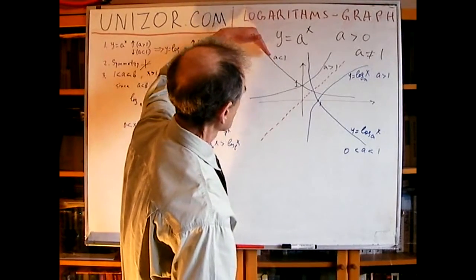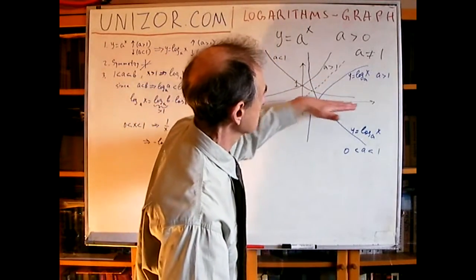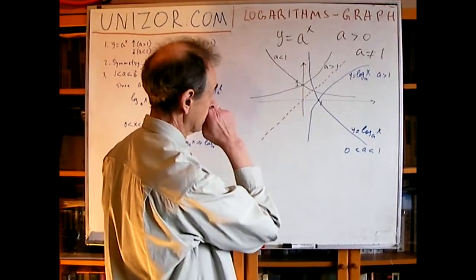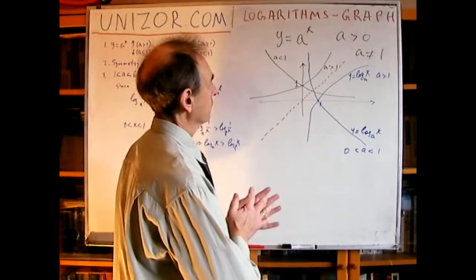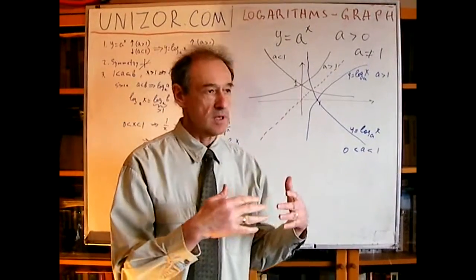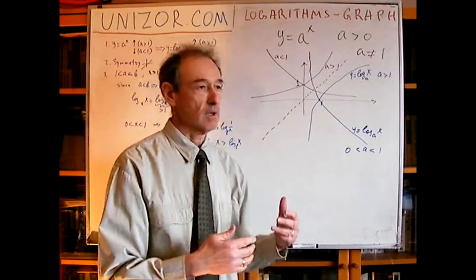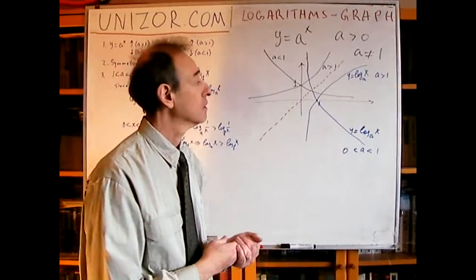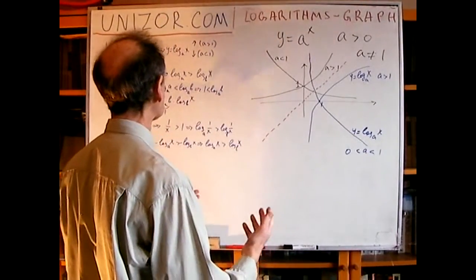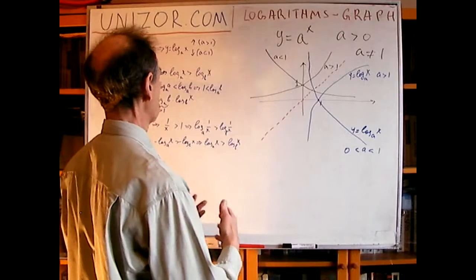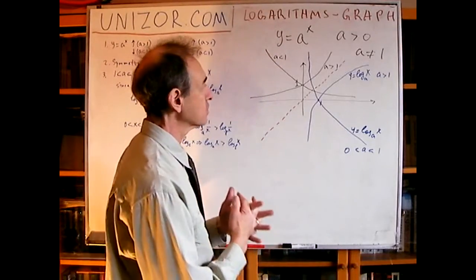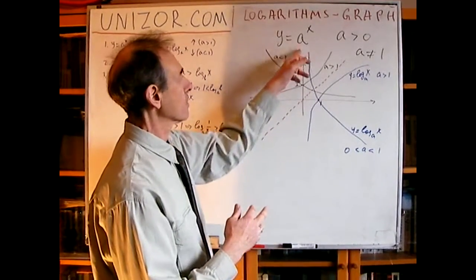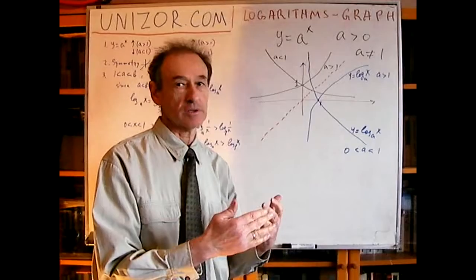Same as the exponential function is asymptotically approaching the x-axis, it would be here. Okay, now, if this is the qualitative, so to speak, picture of how the graph of the logarithmic function looks, then there are certain quantitative issues. And the most important quantitative issue is the following. What happens with the graph of the logarithmic function if a is changing?